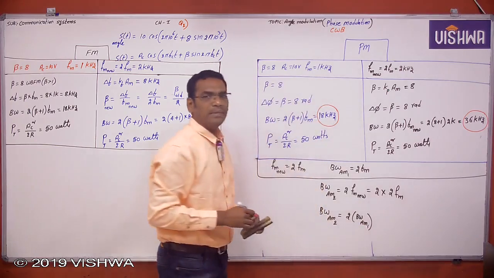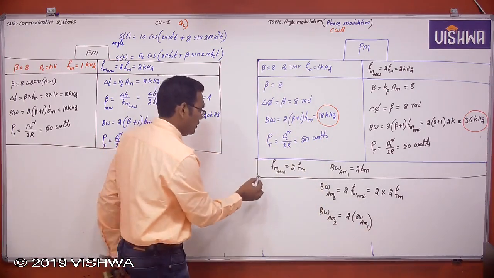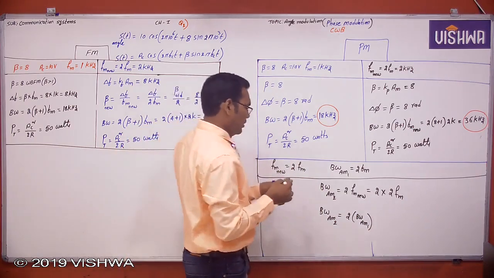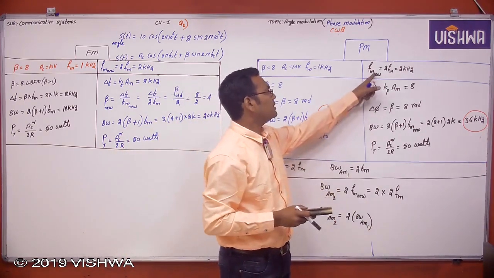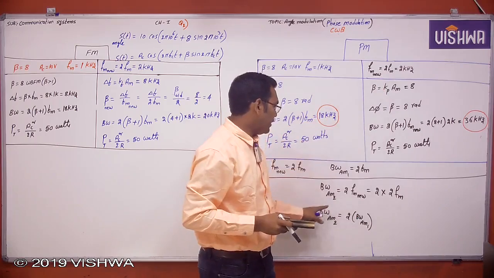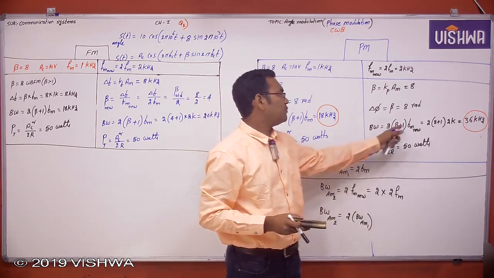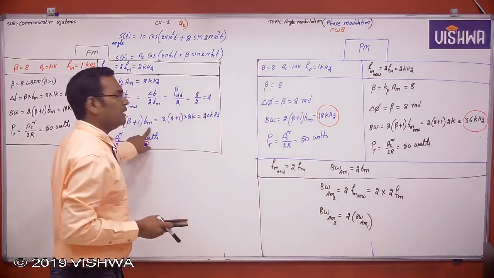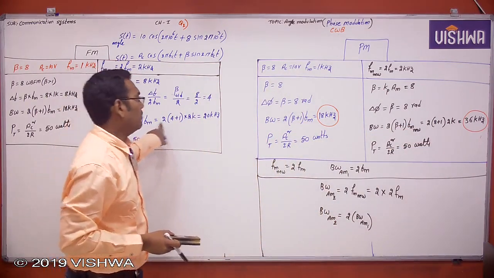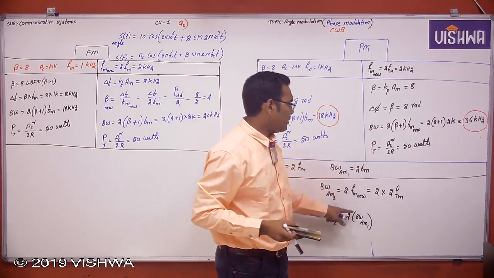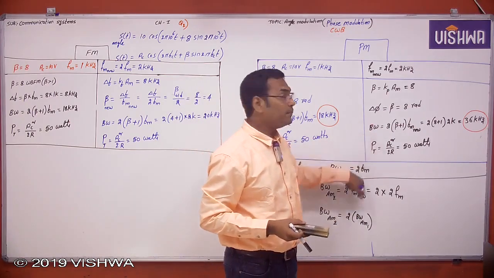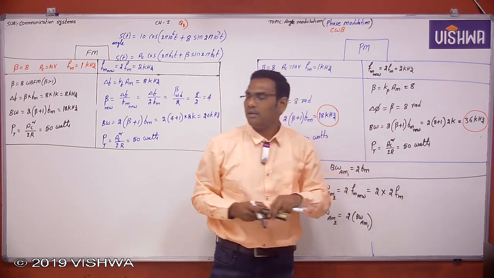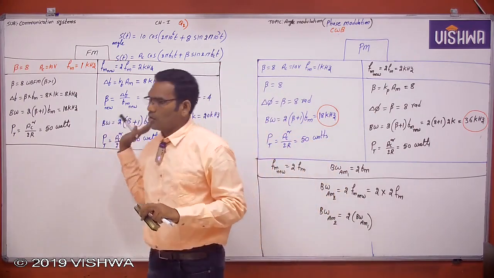When the message signal frequency is doubled, listen, very very important points here: bandwidth of AM as well as bandwidth of PM are doubled, but bandwidth of FM is not doubled.